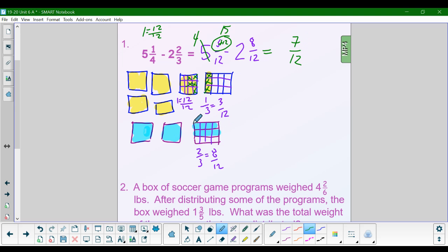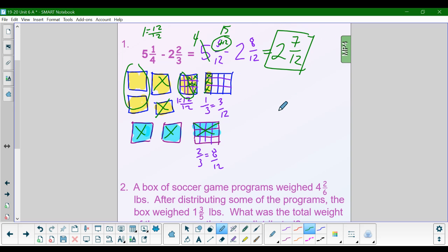So we've used this. This is gone. Now I still have 2 wholes to get rid of. So 1, 2. That got rid of these 2. So what I have left is this and this. So 4 minus 2 is 2.